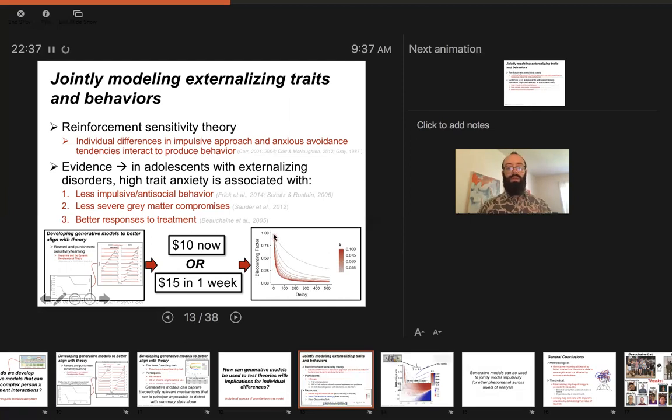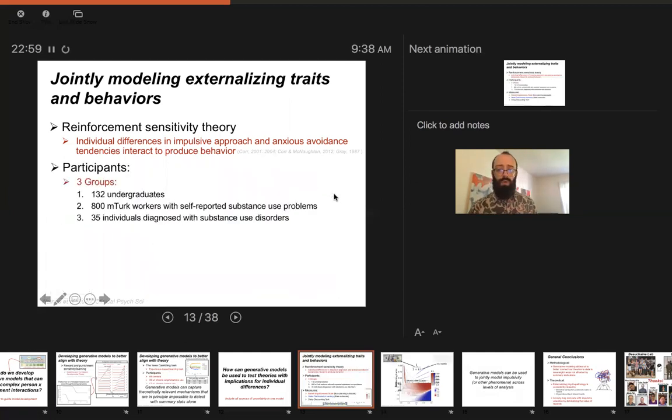So $10 now is just worth $10, but if I were to say $10 in 100 days, it loses value slowly. And if you have a low value of K, that decay is a little slower, so that's less impulsive. But if you have a high value of K, then it happens very rapidly, such that even a small increase in the delay can lead to a large change in preference. And so this is the framework that we used.